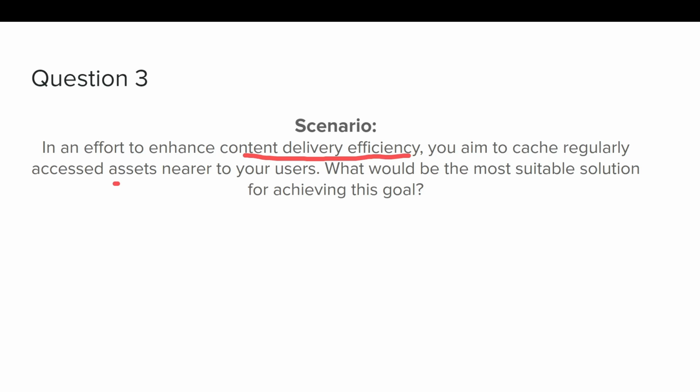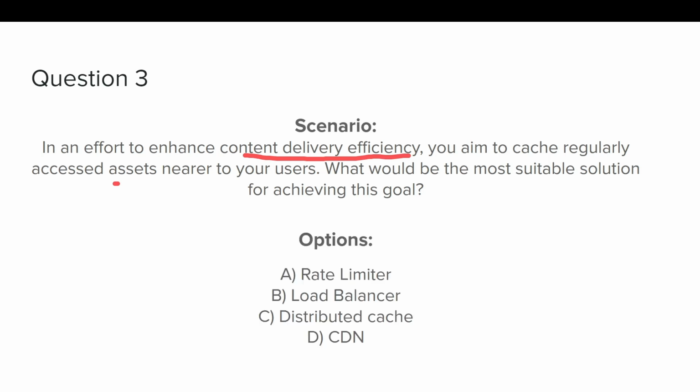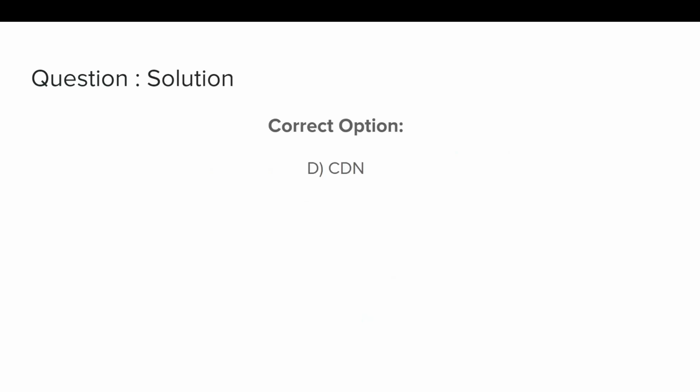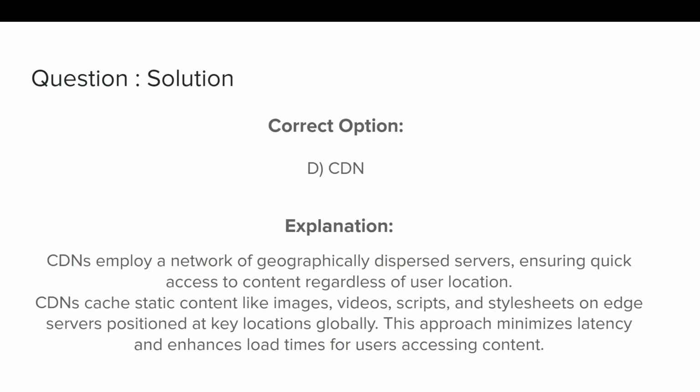So by caching that nearer to your user, you are able to increase the efficiency, like having a smooth playback experience when you stream on YouTube. How is it possible? The technology is called CDN, or Content Delivery Network. It employs a network of geographically dispersed servers at different geographical locations, ensuring quick access to the content regardless of user location.